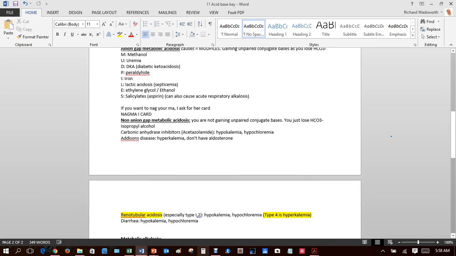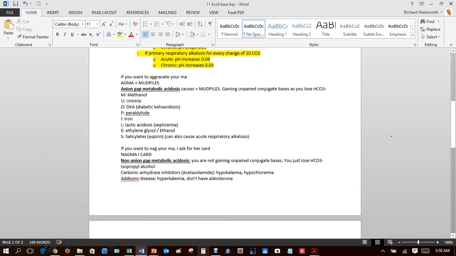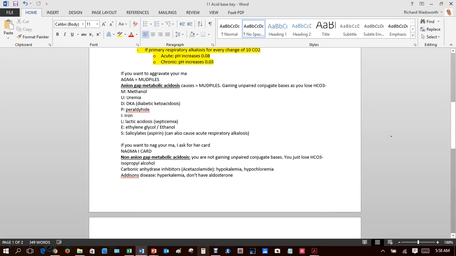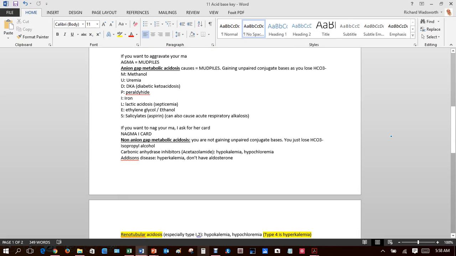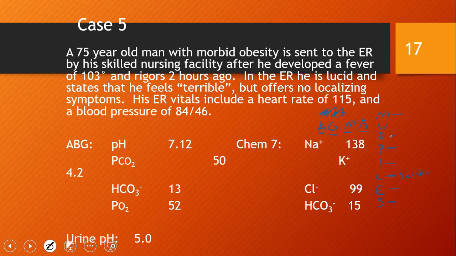I don't even remember these other ones, but I know where I can find out. My little cheat sheet here. Here it is: methanol, uremia, diabetic ketoacidosis, paraldehyde, iron, lactic acidosis from septicemia, ethylene glycol, and salicylates. So I'm already guessing this guy's got septicemia because I saw he had a fever. Just because he's septic, I could say that he probably has anion gap metabolic acidosis. Let's test my hypothesis to see what's going on here.